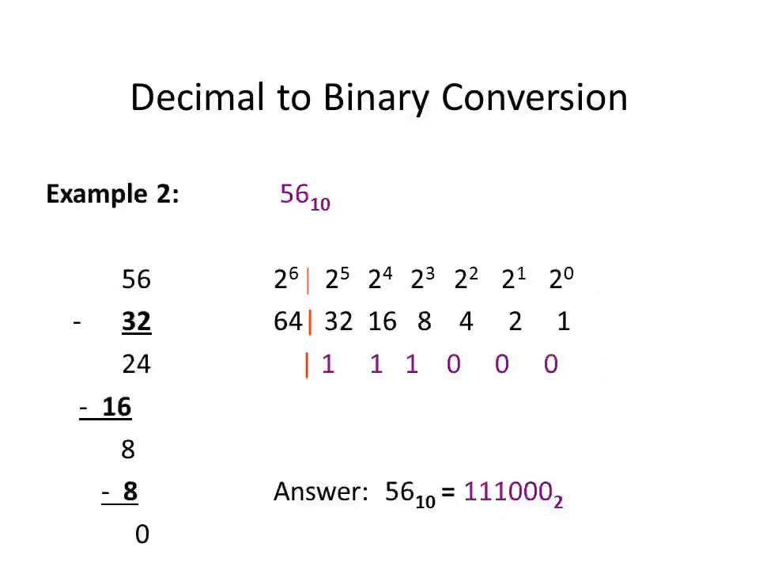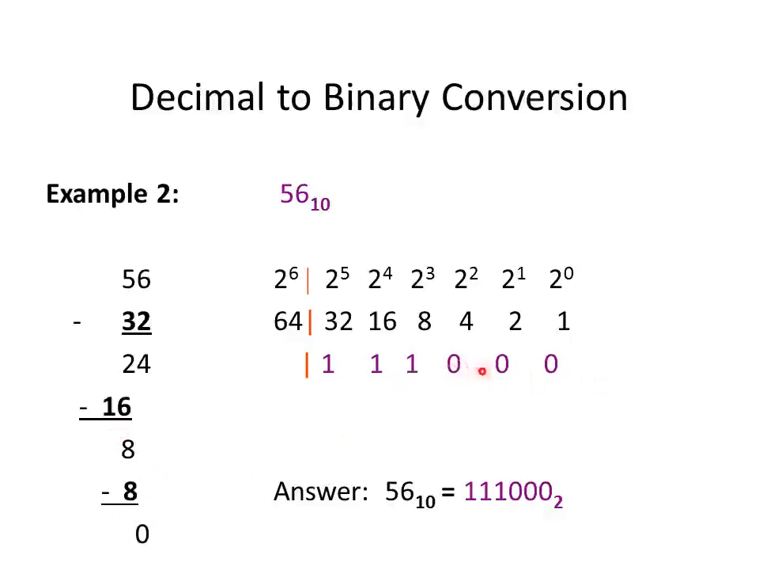Another example is 56. Now 56's nearest lowest value is 32. 32 is subtracted from 56. So place a 1. Now after subtracting we get 24. 24's nearest value is 16. So 16 is again subtracted and place a 1. And 16's nearest power of 2 is 8. Then 8 is subtracted from 8 and it becomes 0. Now no number remains; the number becomes 0.